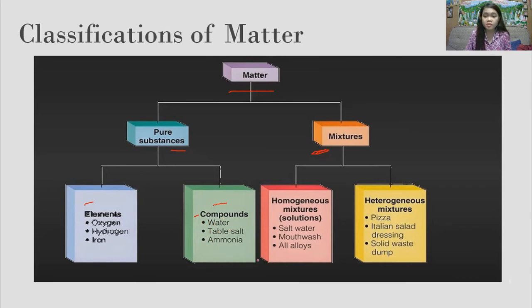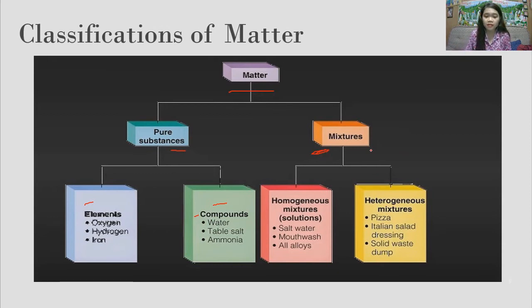For mixtures, we have examples here. For example, coffee. Coffee is an example of a mixture because it is composed of three components: coffee, water, and sugar. These three components retain their chemical identity, which means that even if you dissolve them together, the coffee is still coffee, the sugar is still sugar, and the water is still water.